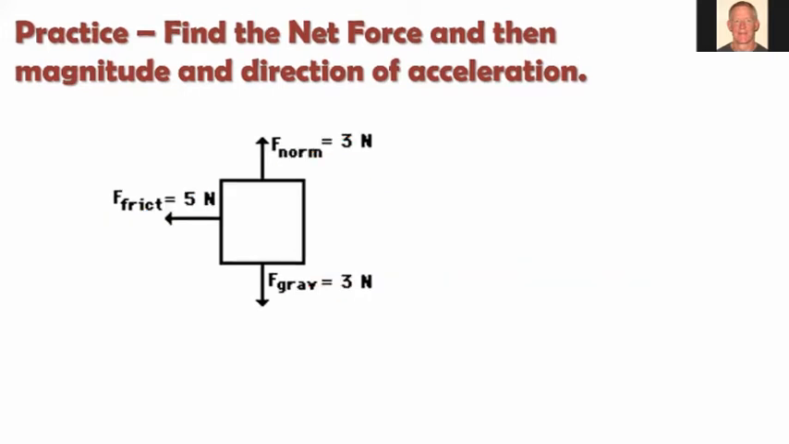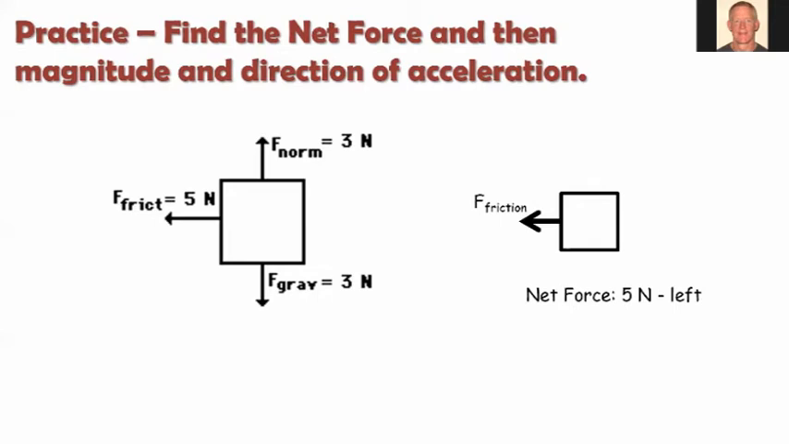All right, let's look at another one here. Same questions. So here, the normal force and the gravitational force cancel each other out, just like we saw on the previous problem. But notice we have this frictional force to the left in the horizontal and no other forces to work against it or cancel it out. So here's what our net force would look like. We would have 5 newtons and it would be to the left.